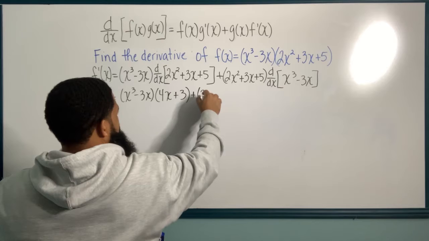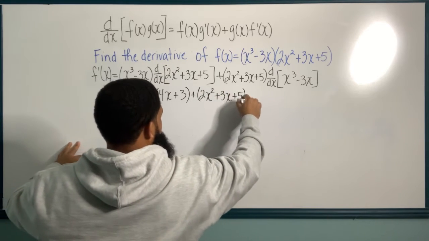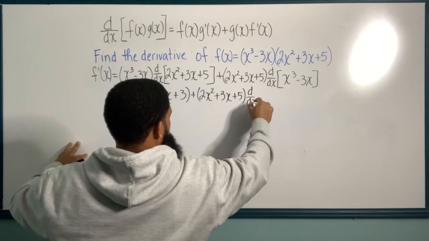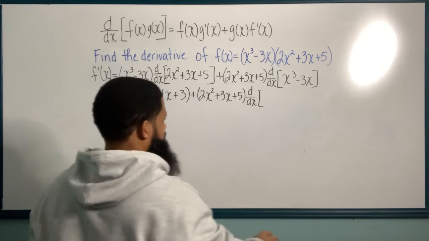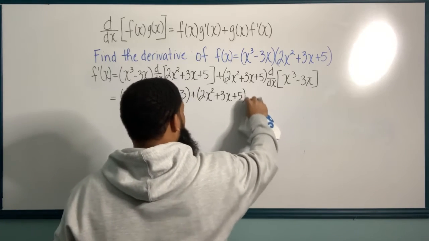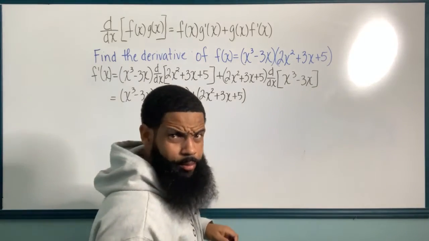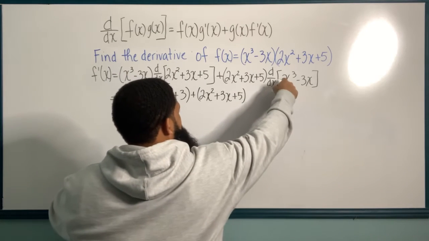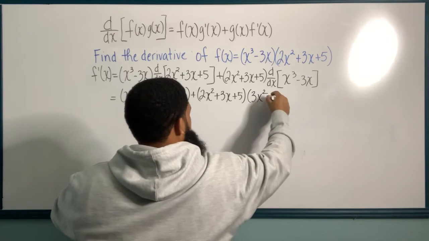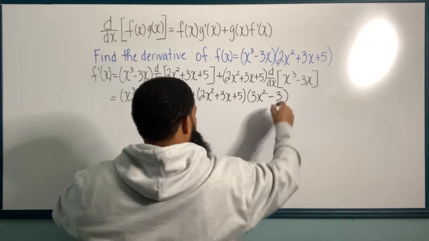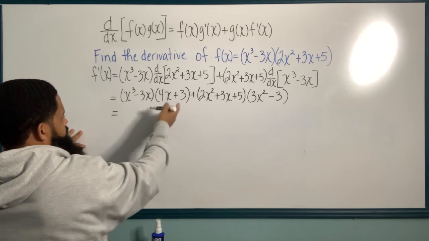Keep it moving. 2x squared plus 3x plus 5 times the derivative of, we're going to actually take the derivative. Duh! See? We all make mistakes. Players mess up too, like they said in the movie. All right, the derivative of x to the third power is 3x squared, and then the derivative of 3x is just 3. All right, so now let's go ahead and multiply these binomials.